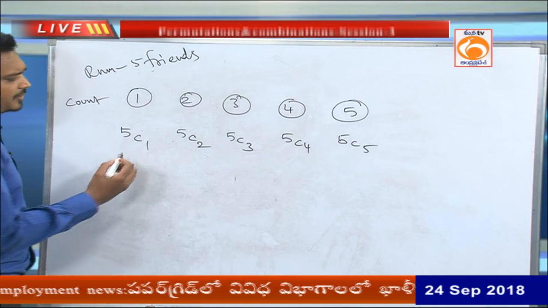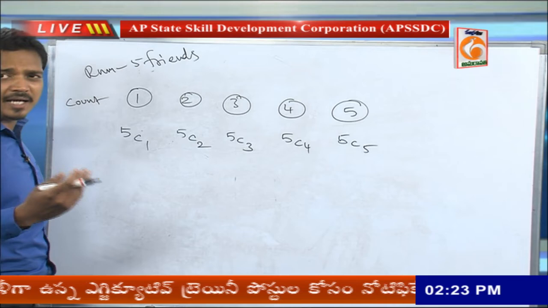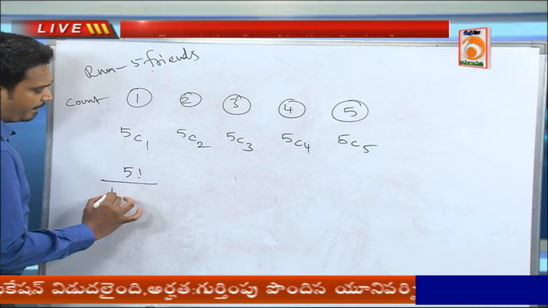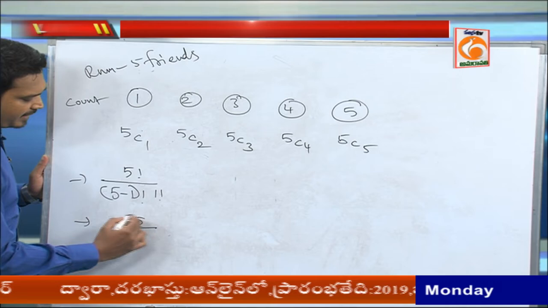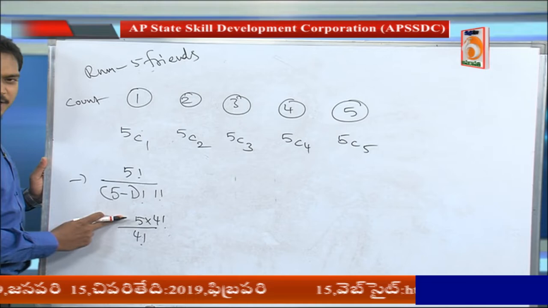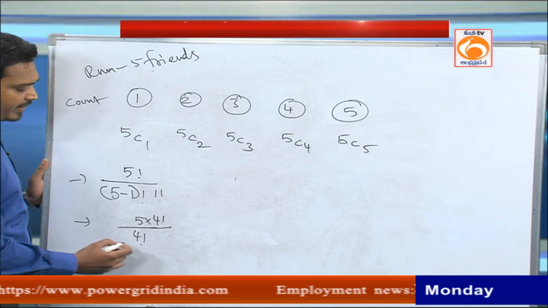What is 5C1? It's just going to be 5, but I want you to understand how it works. This is 5 factorial by (5 minus 1) factorial into 1 factorial. 5 factorial can be written in descending order multiplication as 5 into 4 factorial, by 4 factorial, because 5 minus 1 is 4 factorial. The 4 factorials get cancelled, so it is 5.